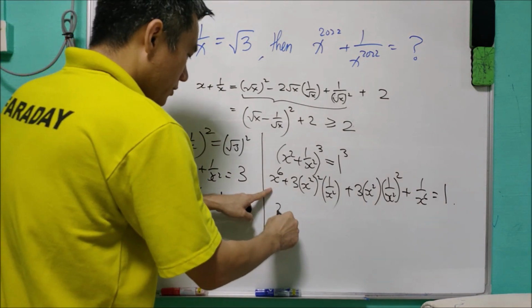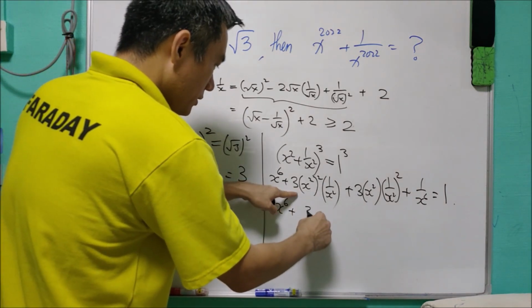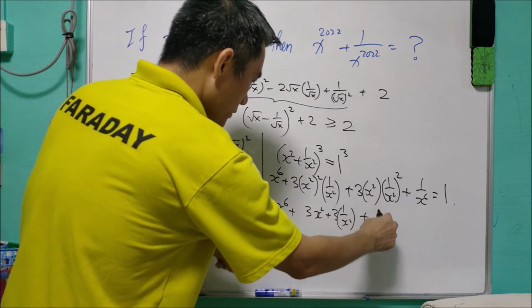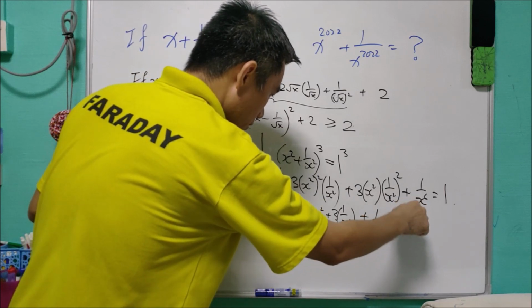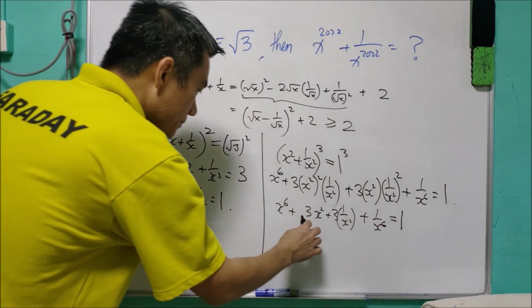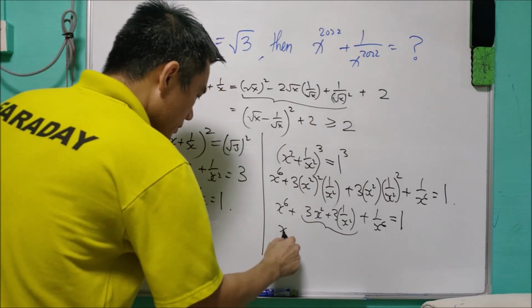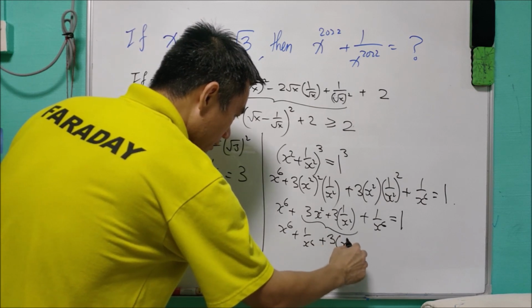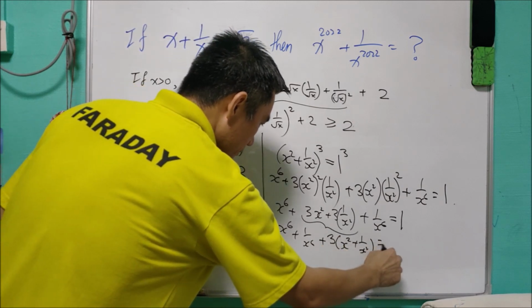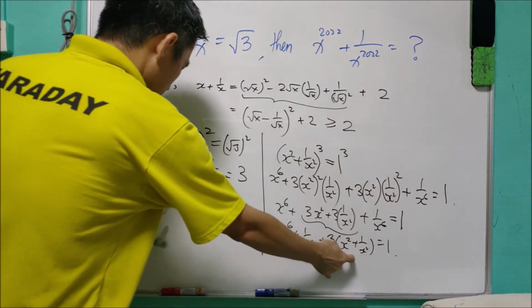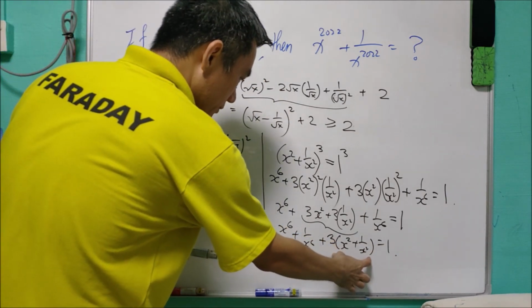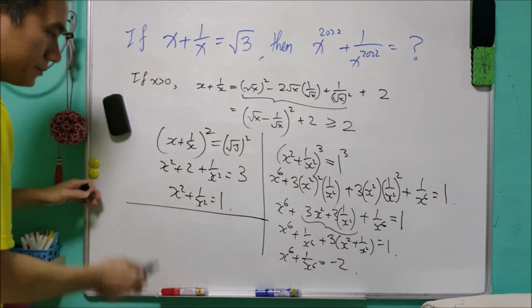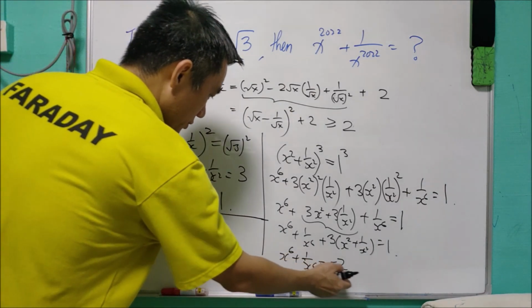Now, this is x to the power 6. This is 3x squared, and this is 1 over x squared, plus 1 over x to the power 6 equals 1. So in this case, this is equal to 3 times (x squared plus 1 over x squared), and we already know that this is equal to 1. So this is 3, and therefore x to the power 6 plus 1 over x to the power 6 equals negative 2.